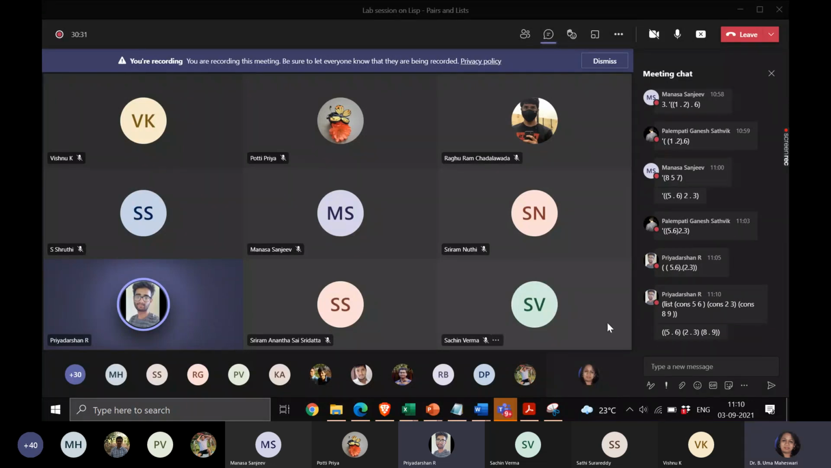Yeah, so now everyone please look at the chat window. List of cons 5, 6, cons 2, 3, cons 8, 9. So all are pair, right? All are pair here. But you compare with the fourth and fifth one, what we have discussed. The second pair is not in the bracket, okay? So for the list, if you have a cons inside, it will be in the bracket.